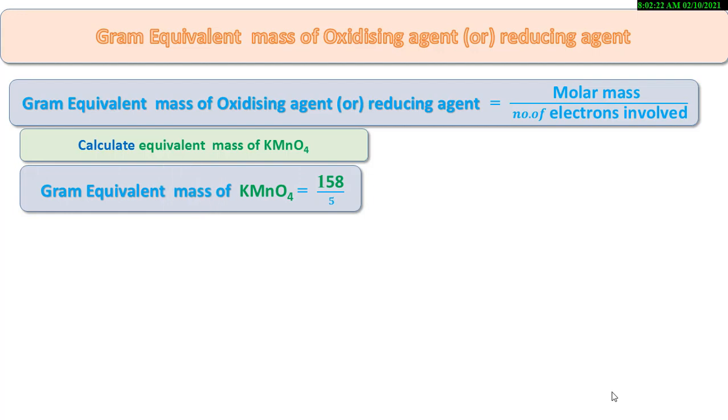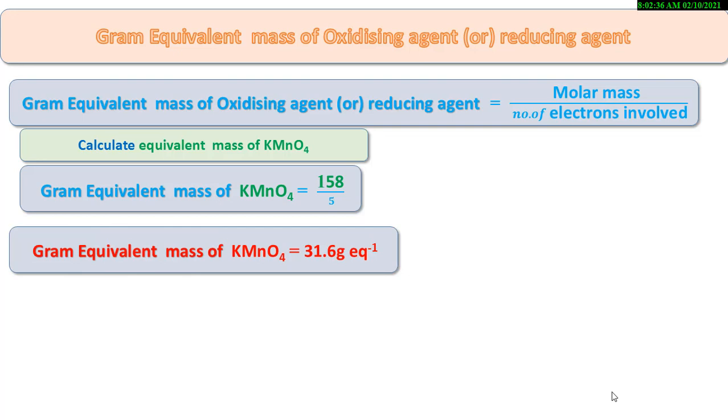Gram equivalent mass of KMnO4 is equal to 158 divided by 5, because during the reaction KMnO4 involves 5 electrons. So gram equivalent mass of KMnO4 is equal to 31.6 gram equivalent power minus 1.